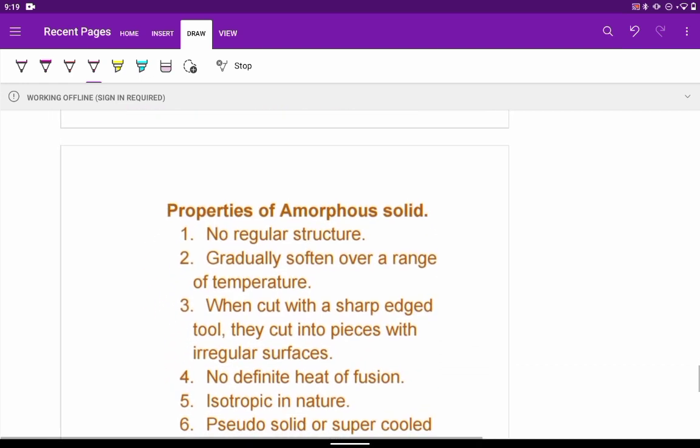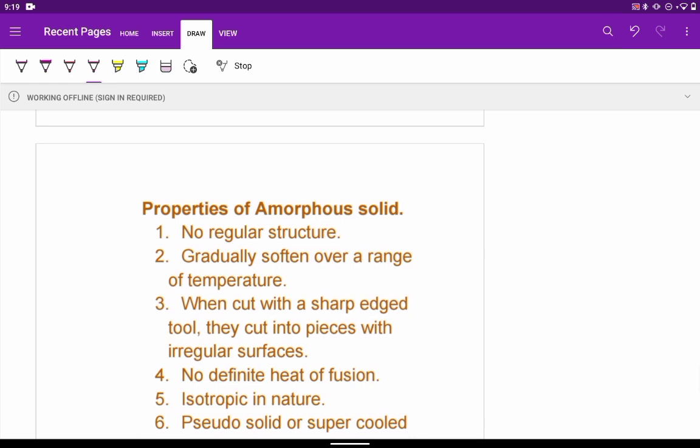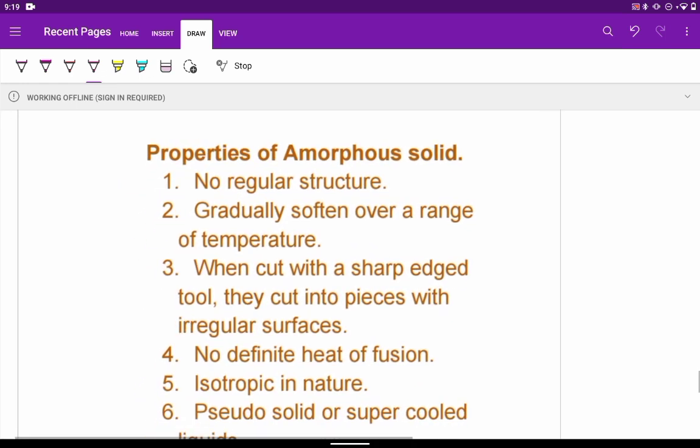Now we come to properties of amorphous solids. See, amorphous solids have no regular structure. They do not have a regular structure. We have seen the arrangement is totally disordered. They gradually soften over a range of temperature. Okay, slowly they will soften because there is no orderliness.